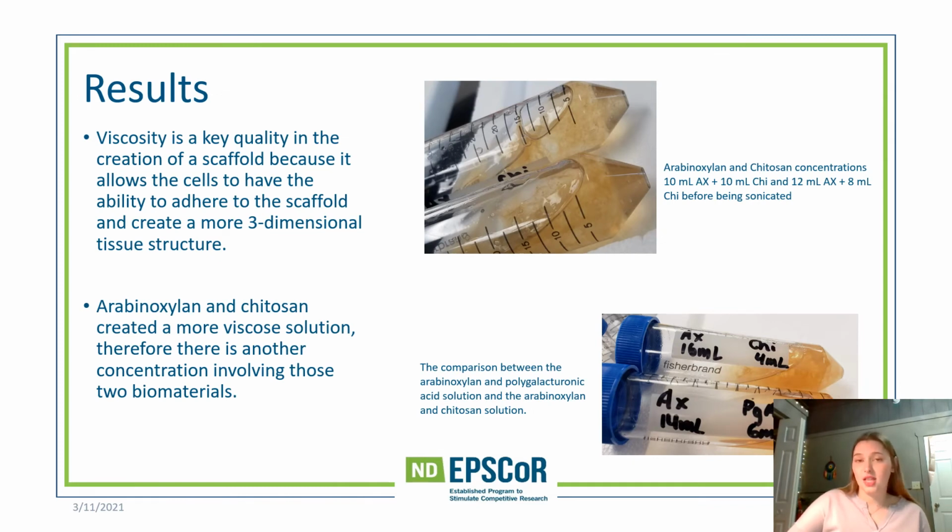So like I talked about in the last slide, there is an extra concentration for arabinoxylan and chitosan, and that is because if you look at this first image on the slide, you can see how that solution has such good viscosity, and the bottom image shows the comparison between the mixture with chitosan and the mixture with polyglactronic acid, where the acid is so much less viscous than the chitosan.